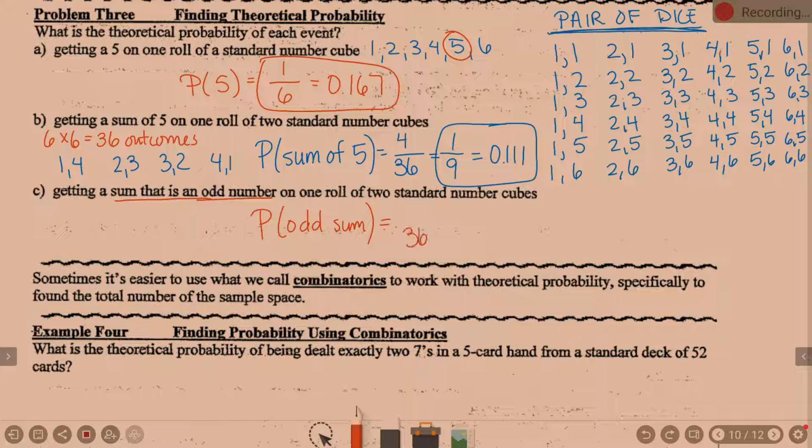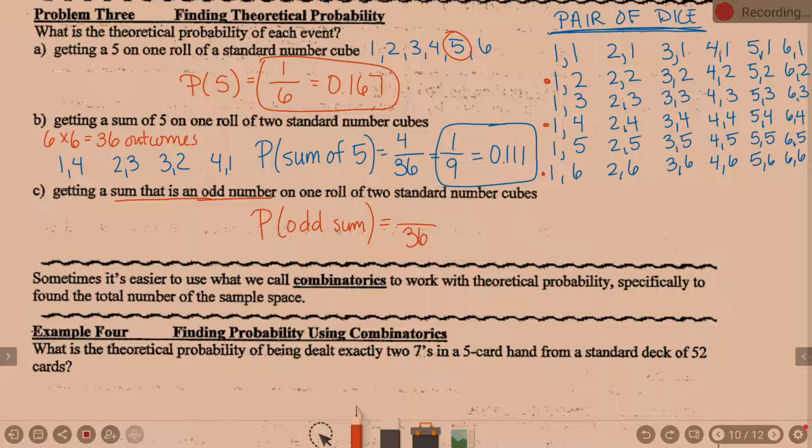36, yes? Now, 1 plus 1. Does that give me an odd sum? No, 1 plus 1 is 2. That's even. 1 plus 2? That's 3. That's odd. 1 plus 3? Even. 1 plus 4? Odd. 1 plus 5? Even. 1 plus 6?